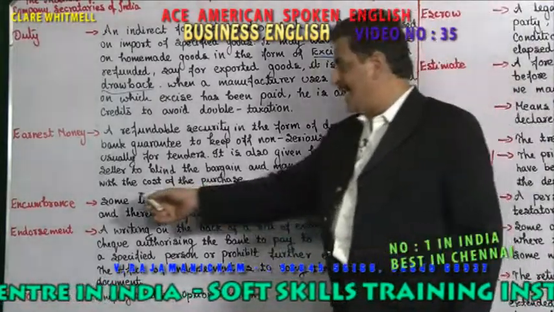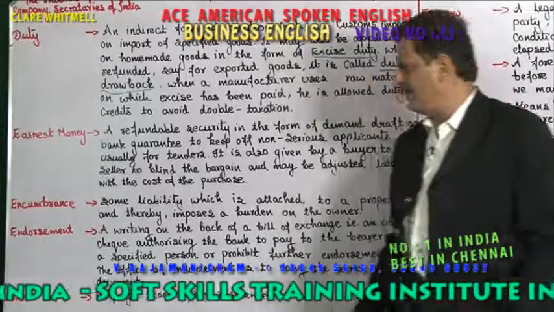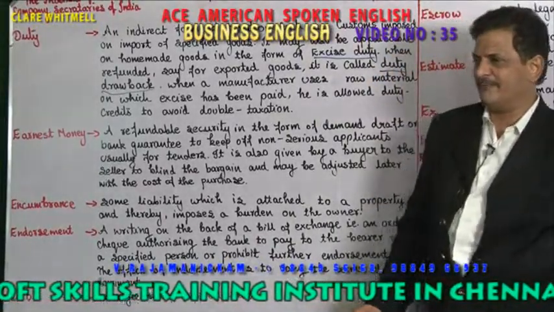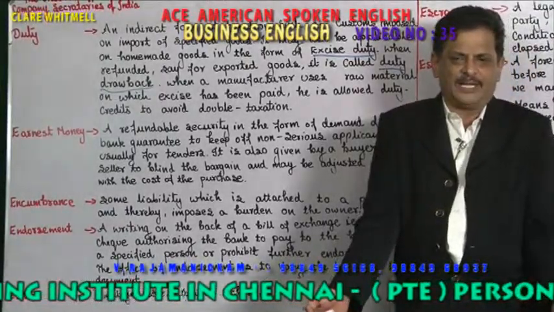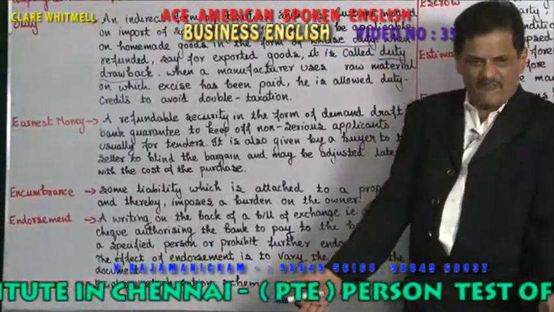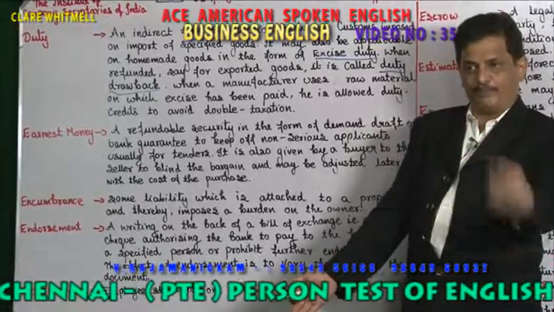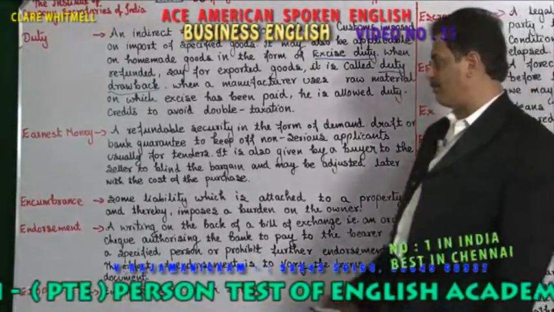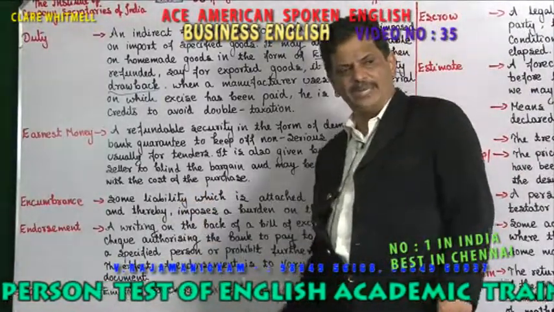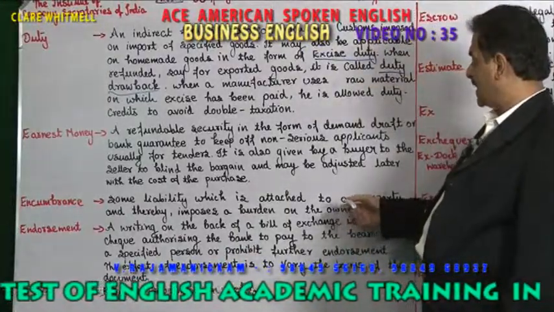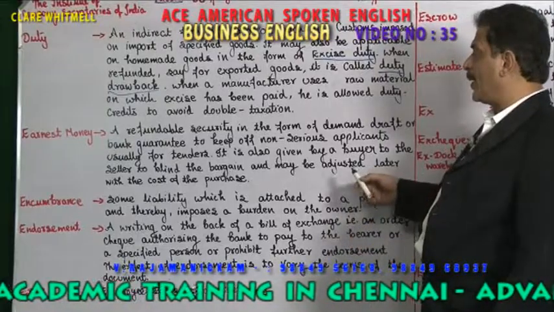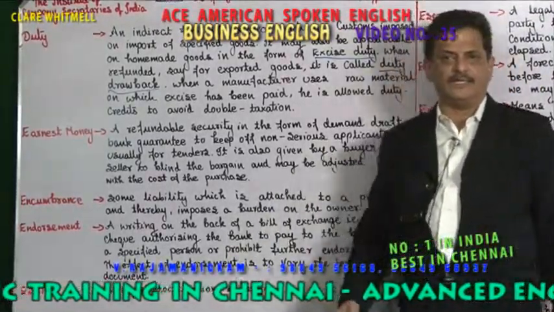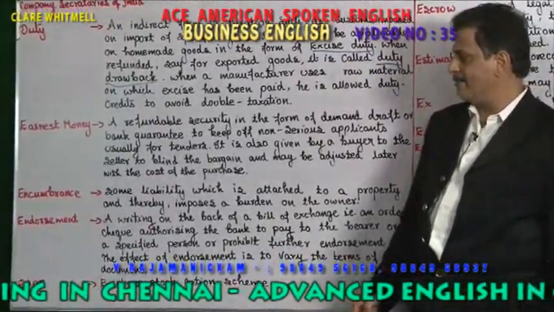cost of purchase. Encumbrance. What do you mean by encumbrance, my dear friend? See, I have a property, sir. I have to pay water tax. I have to pay the corporation tax. I have been fined. So I have to pay. That is called encumbrance. Some liability. What do you mean by liability? Which you have to pay, which is attached to a property and thereby imposes a burden on the owner. It is a burden for me, right? So it is called encumbrance.